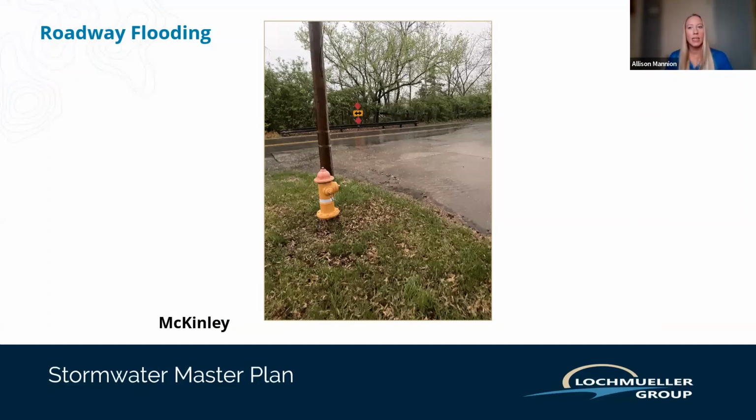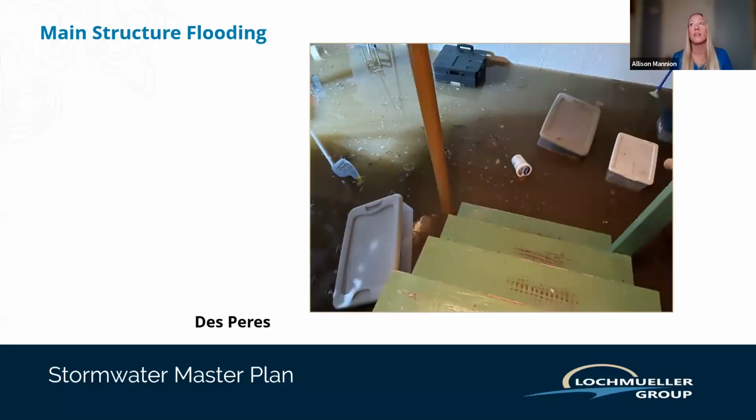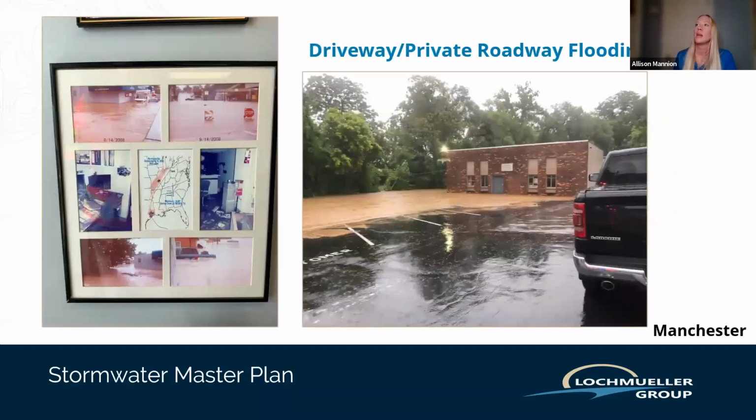There was some roadway flooding, not a ton of roadway flooding, definitely better off than a lot of cities in the area, but there is some roadway flooding occurring. There are a few instances of main structure building flooding, so people's actual houses getting flooded, primarily along De Pere, and then in the industrial area along Manchester, there was some main structure building flooding occurring as well. There was also quite a bit of driveway and private roadway flooding. And again, a lot of the parking lots that were being flooded were along Manchester, specifically along Deer Creek, where Deer Creek crosses Manchester.